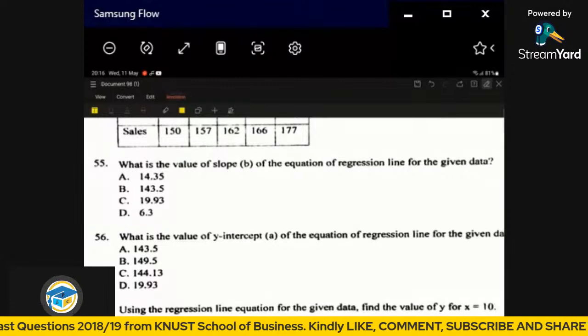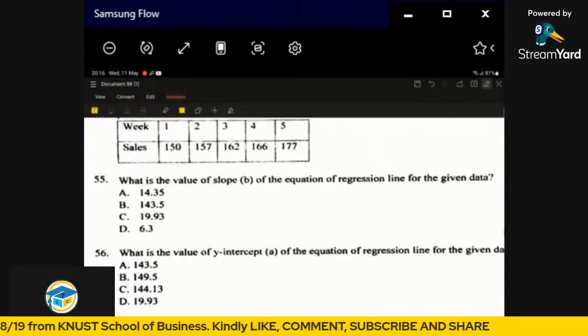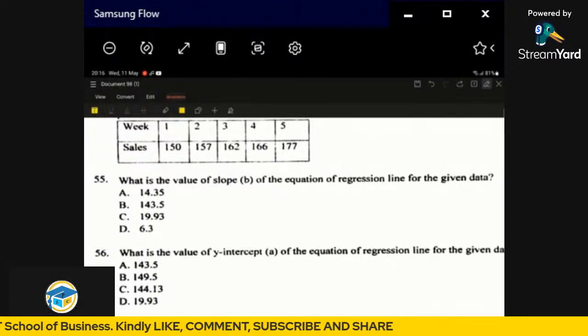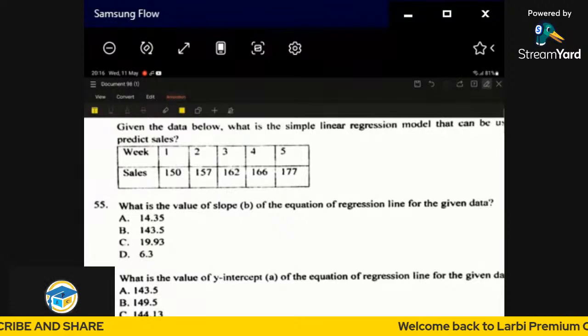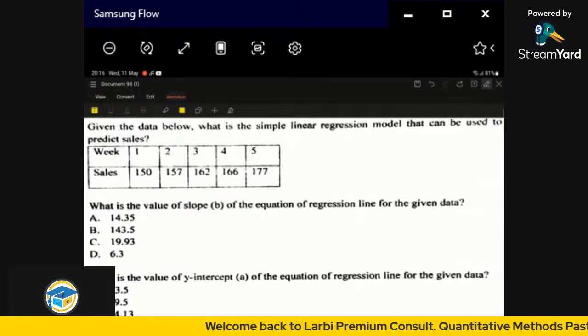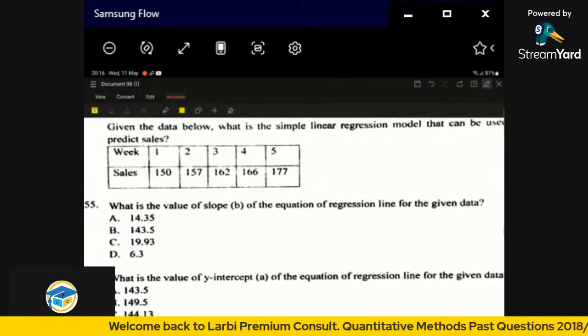So it's asking: what is the value of the slope, that's the b, of the equation of the regression line for the given data? So how do you do this? You're going to use the same thing, the calculator, to do that. It's actually very simple. We're able to get the values very sharply.